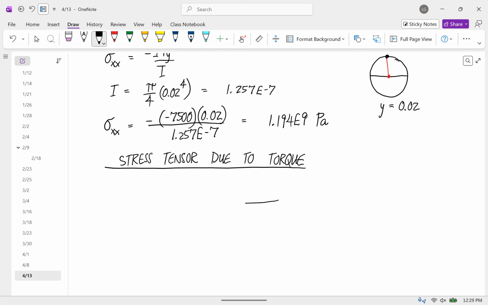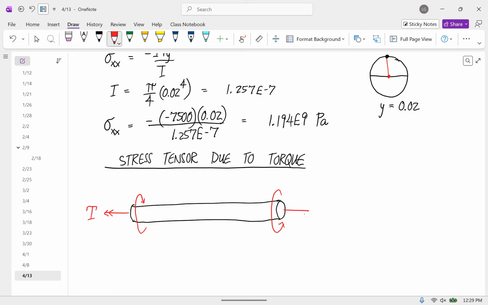Well, let me draw what we're talking about now, first of all. So if we have a beam like this, and you have a couple going that way and a couple going this way, this one is a torque T like this, and this one is a torque T like this. And so that's what we're talking about, this twisting couple.